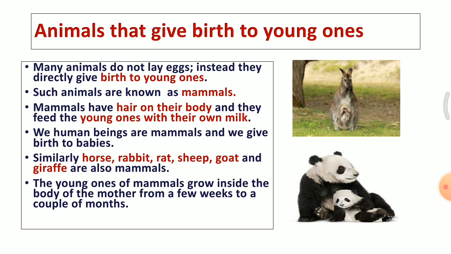The examples of mammals are horse, rabbit, rat, sheep, goat, and giraffe. The horse does not lay eggs. The giraffe does not lay eggs. Instead of laying eggs, they give birth directly to young ones.